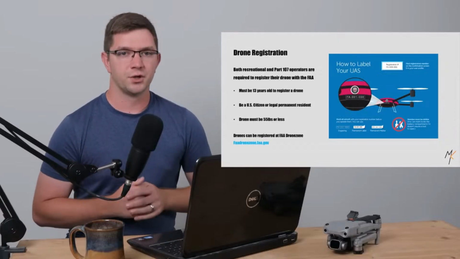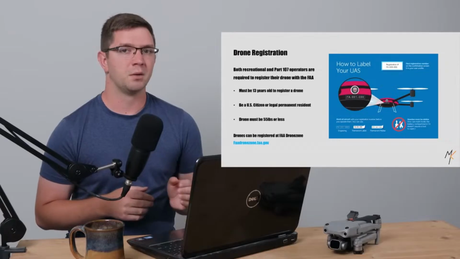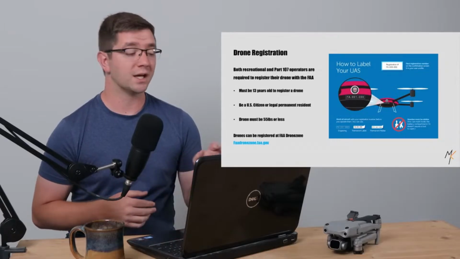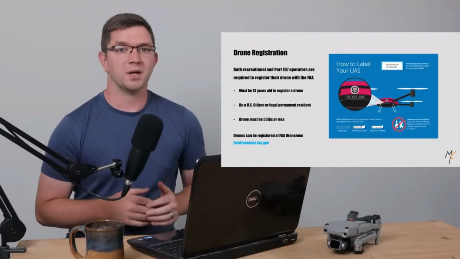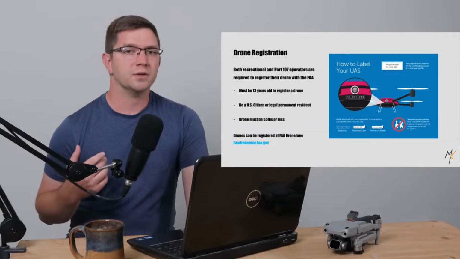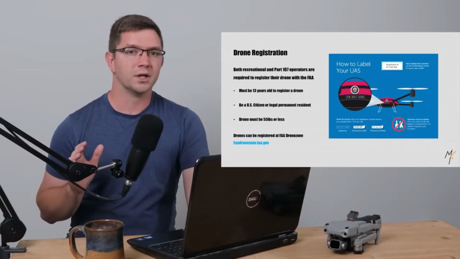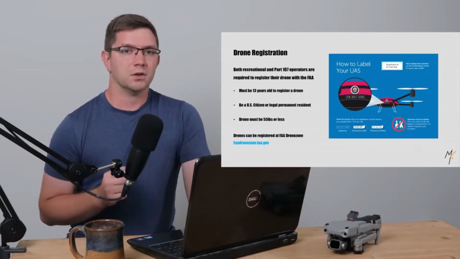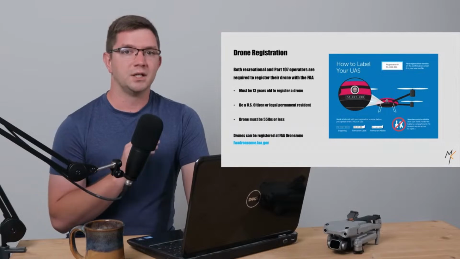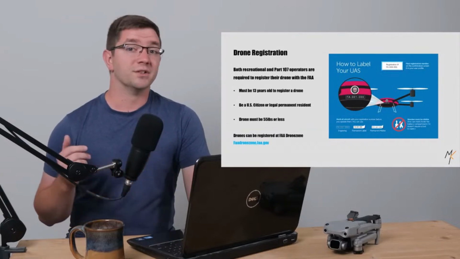Once you've registered your drone, you'll be given a unique registration number that's going to be made visible on the outside of the drone. You can make a label for it, you can engrave it, or even just Sharpie it on the drone where it can be seen by everybody. And the website to register is right here on this slide, as well as in the description.